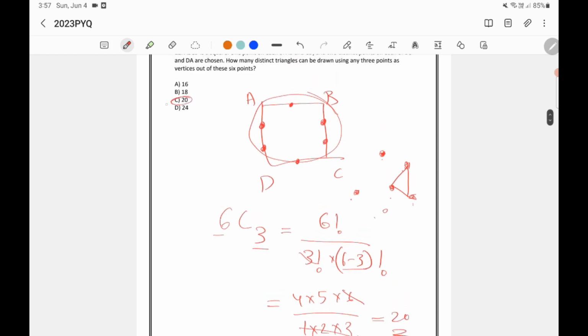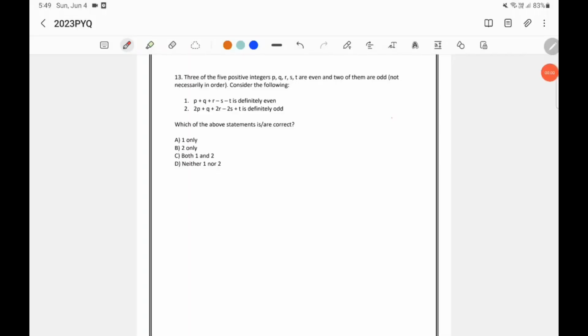So let's look into the next question. 3 of the 5 positive integers p, q, r, s, t are even and 2 of them are odd, not necessarily in order. Actually, this is very important, this not necessarily in order. Okay, so consider the following. 2 statements are given, we need to check which of the statements given are correct.